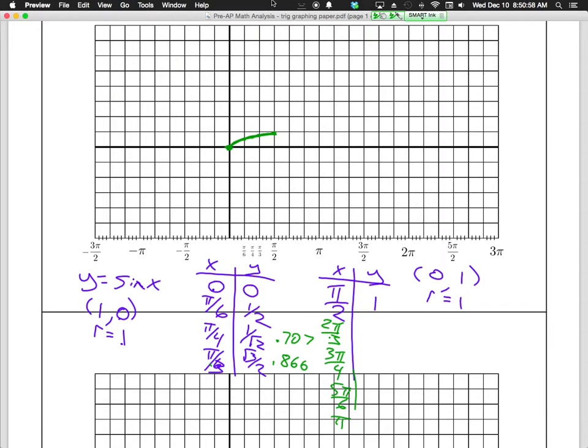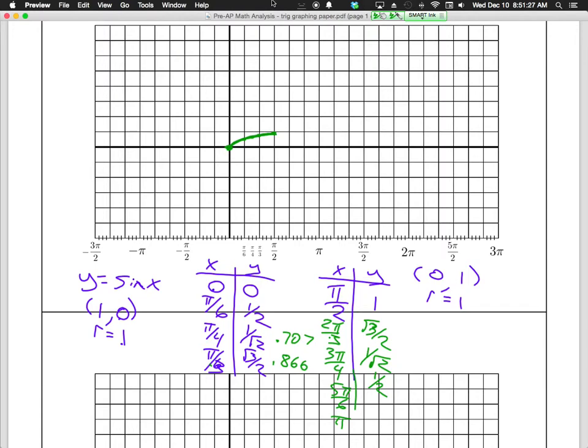The same number is what I'm looking for. Since my y values are the same at both spots, it's going to produce the same number. So that means 2 pi over 3 is going to give me the same thing as pi over 3. That means 3 pi over 4 gives me the same thing as pi over 4. And 5 pi over 6 is going to spit out the same thing as pi over 6. Which gives me 1/2.